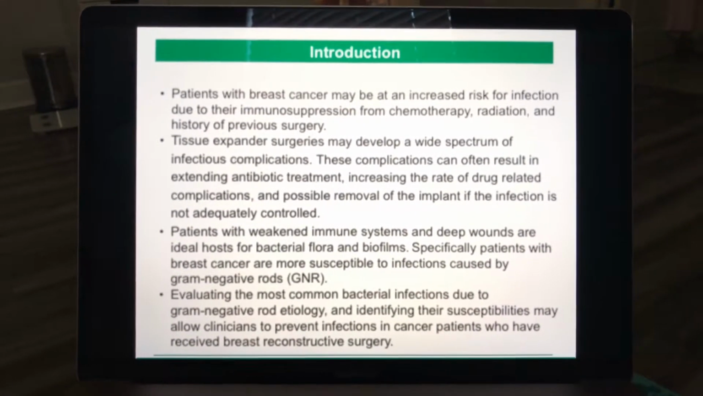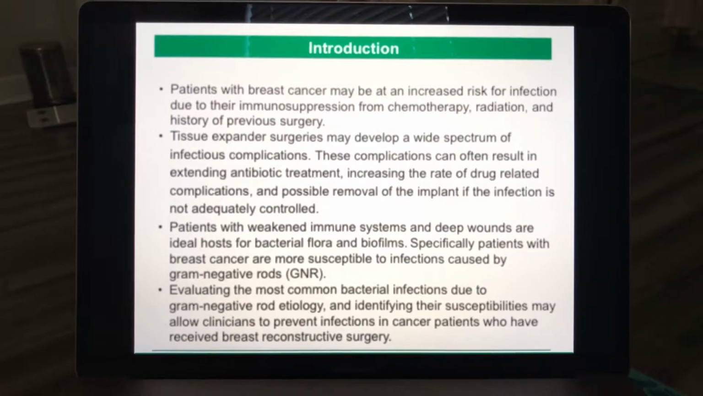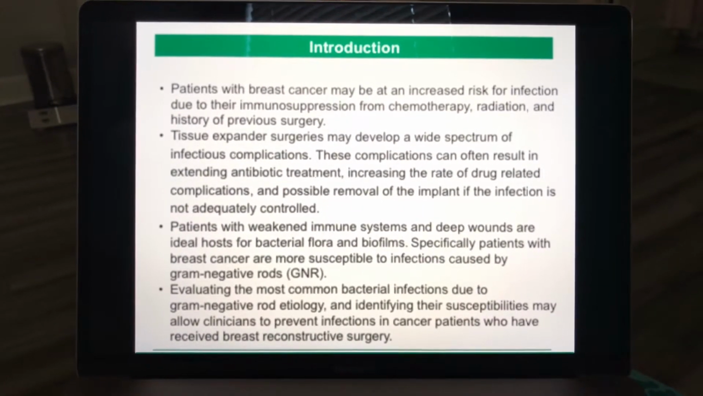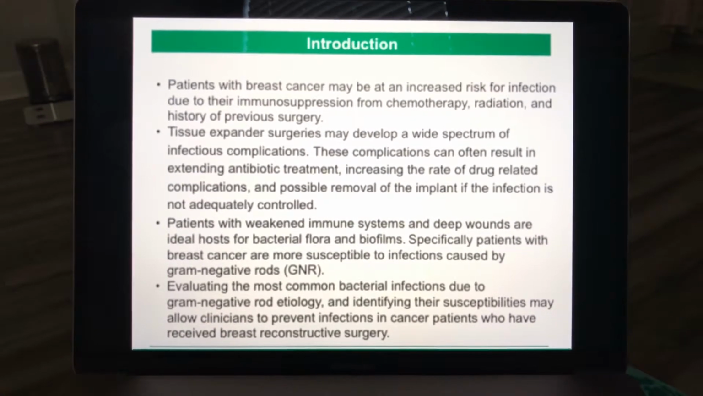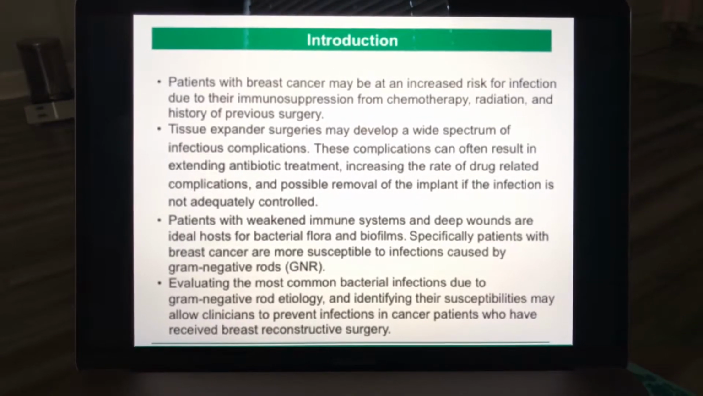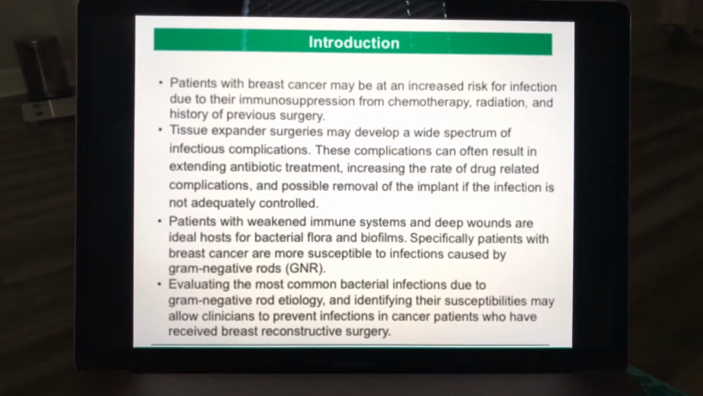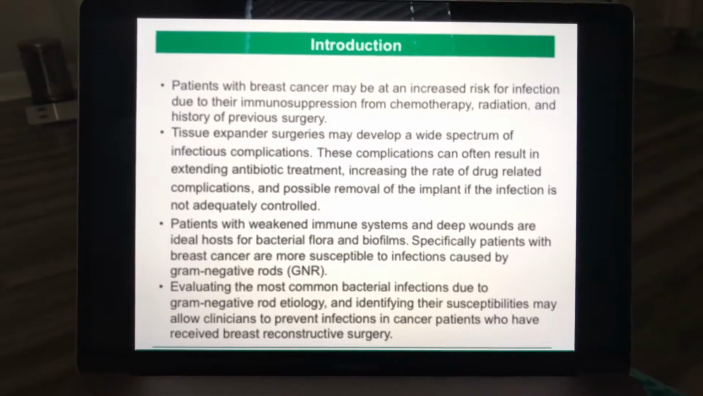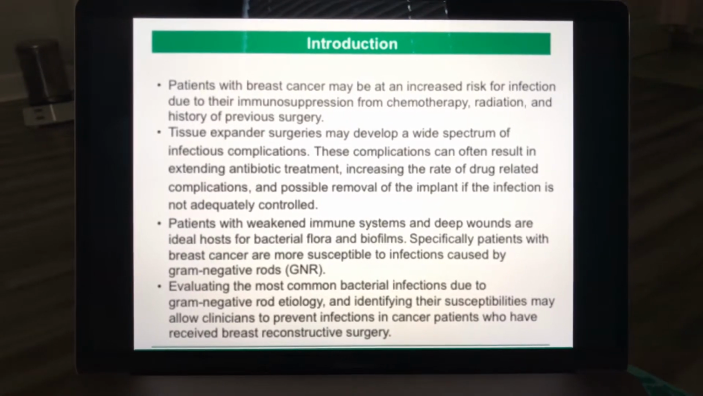Patients with weakened immune systems and deep wounds are ideal hosts for bacterial flora and biofilms. Specifically, patients with breast cancer are the most susceptible to infections caused by gram-negative rods. Evaluating the most common bacterial infections due to gram-negative rod etiology and identifying their susceptibilities may allow clinicians to prevent infections in cancer patients who have received breast reconstructive surgery.